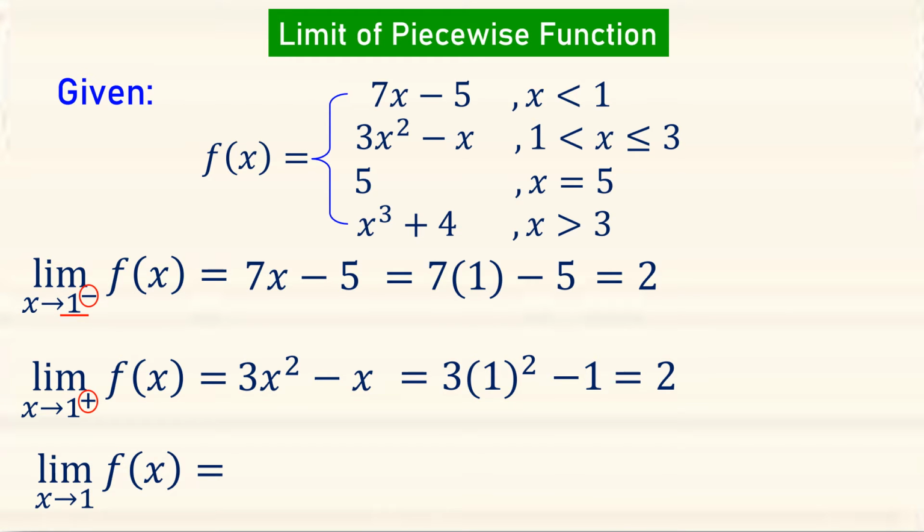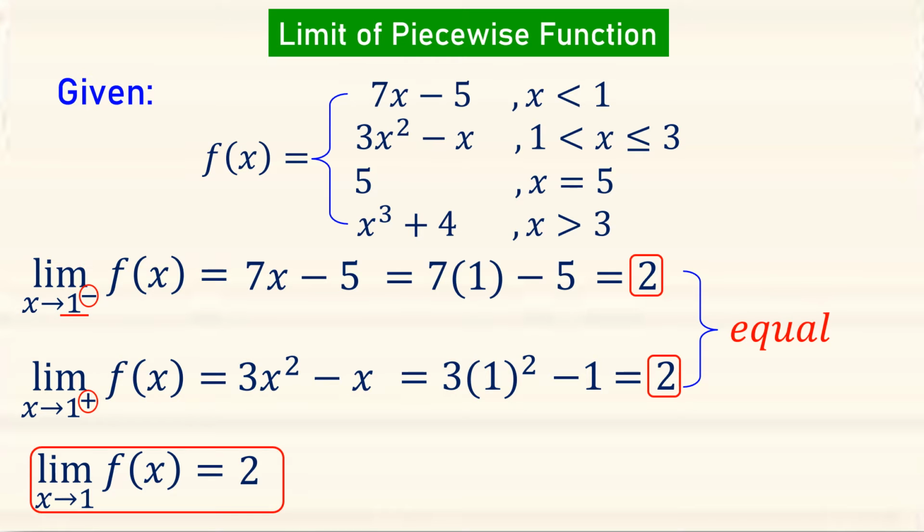And then we are going to determine the limit of f of x as x approaches 1. So since they are the same, or they are equal, we are going to conclude that the limit of f of x as x approaches 1 is equal to 2.